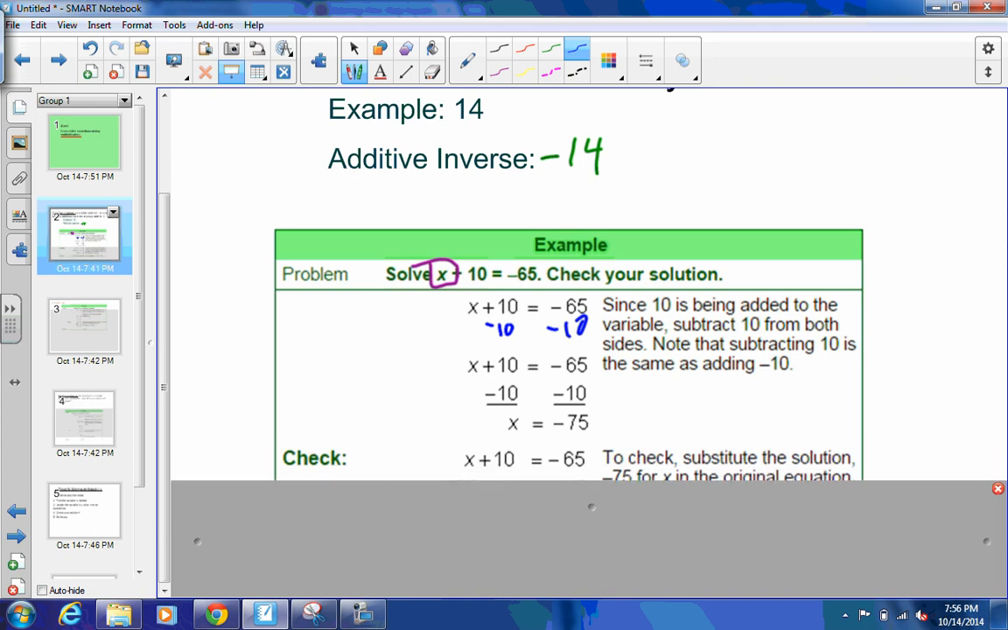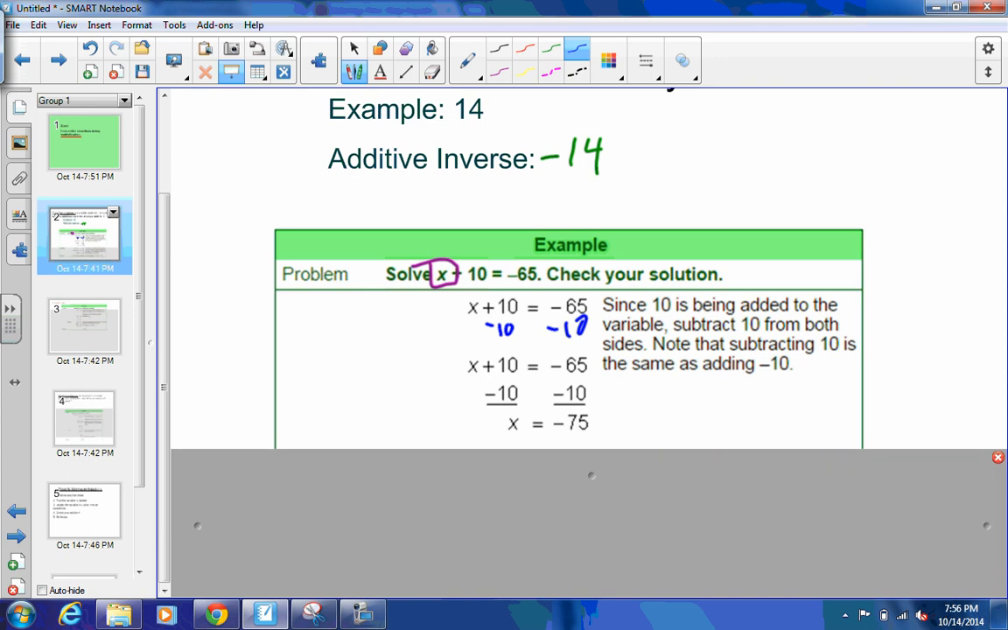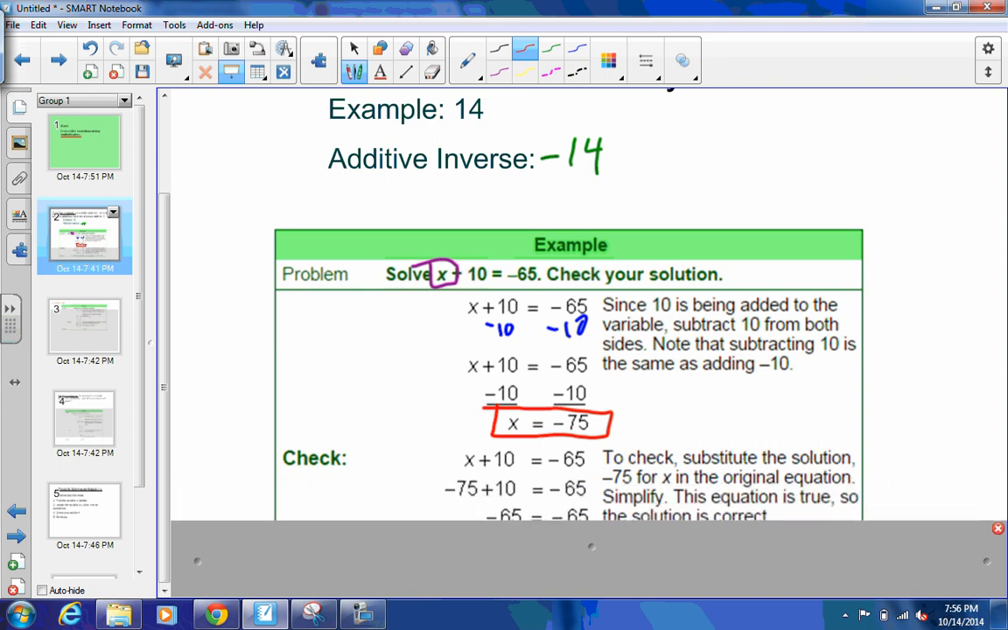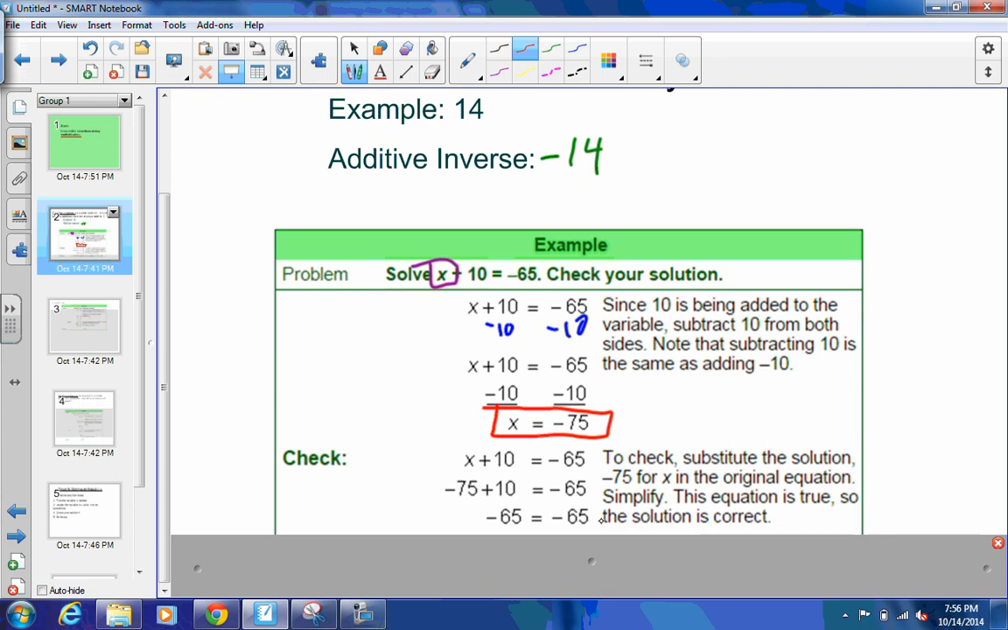Anyway, so we're saying that x is equal to negative 75, and that's our solution. That's what we're looking for. But you can check that a couple different ways. Well, really just one different way. To check, substitute the solution negative 75 for x into the original equation. Okay, that's a very important thing to note. I will highlight that because I think that's so important. So again, to check, substitute the solution negative 75 for x into the original equation and simplify.